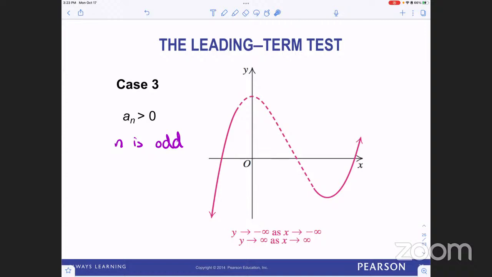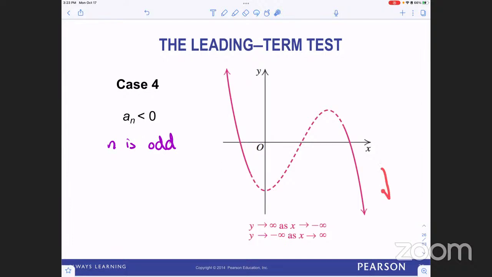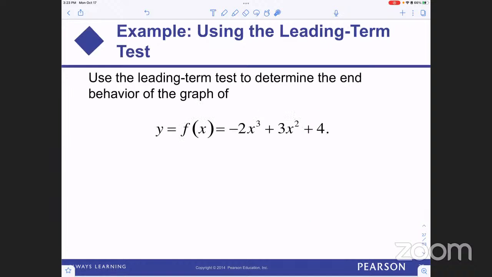And then the fourth case. Because our leading coefficient is negative, our graph is going to fall as we go to the right. And because the degree of the polynomial is odd, the other side is going to do the opposite and go up. So the leading term test is an extension of those 4 power rules that we had earlier. Again, it gives us no information about the middle of the graph, but it tells us about the long-term behavior of the graph.